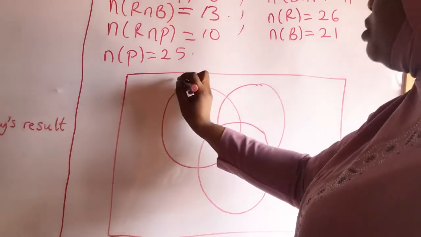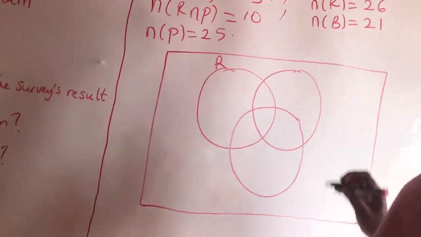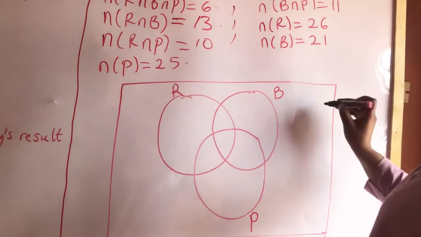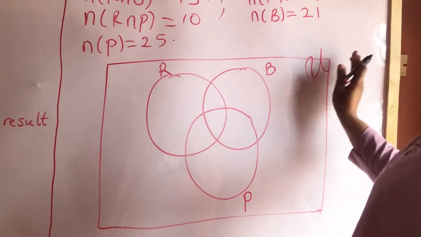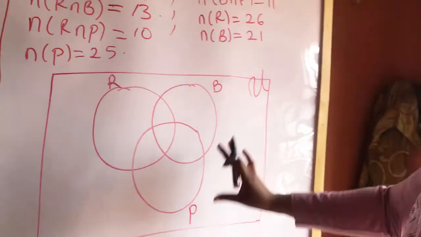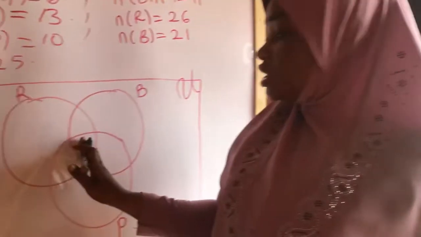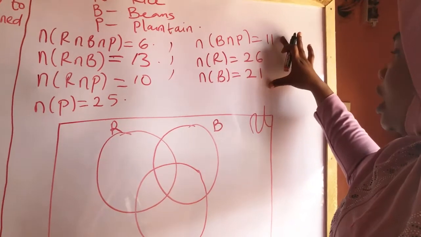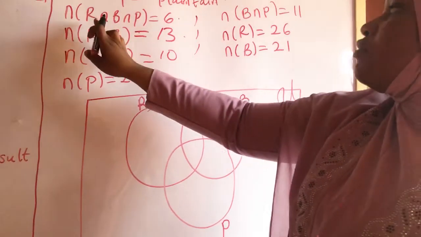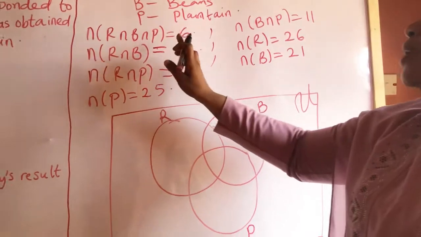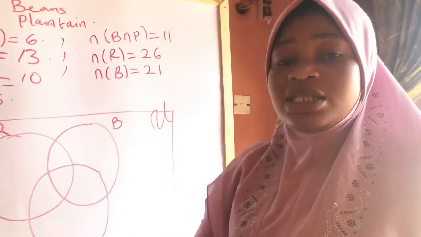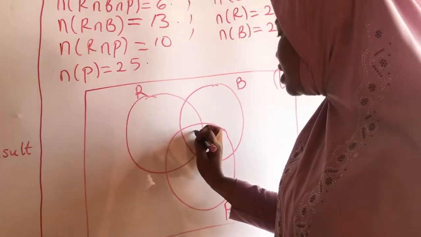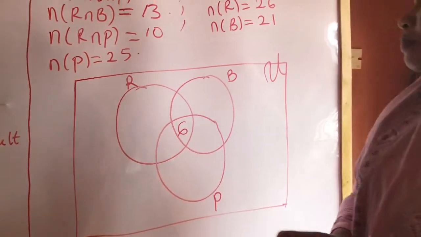So let this place be for those that like rice, here will be for those that like beans, and here for those that like plantain. So inside here will be the universal set, that is all the elements under consideration. Having drawn the Venn diagram, we have to understand these cardinalities now. So cardinality of R intersect B intersect P means those that liked the 3 types of food: rice, beans, and plantain. So their intersection will be here.